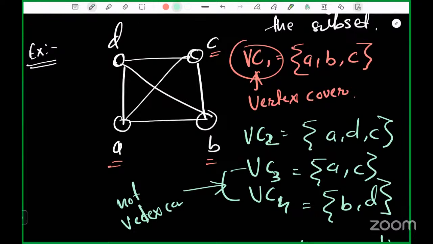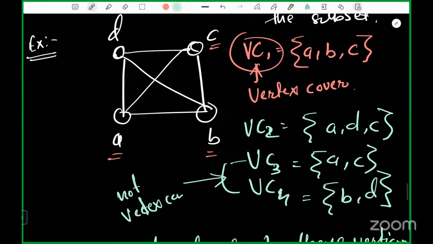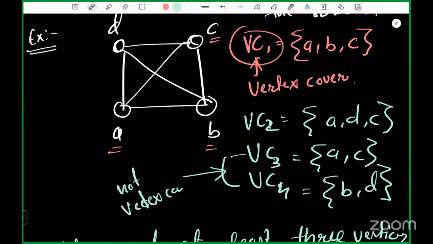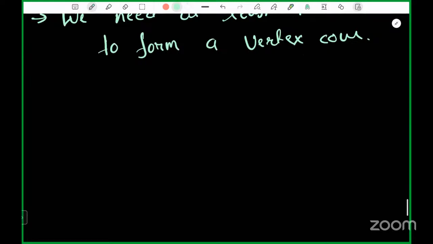How many vertices do we need, how many minimum vertices, is the question generally asked. We need at least 3 vertices to cover this graph. So the length of the minimum vertex cover is 3, or the number of vertices we need to form a minimum vertex cover is 3. This is known as the minimum vertex cover. Why minimum? Because we need the minimum number of vertices. I'll take one more example about vertex cover.